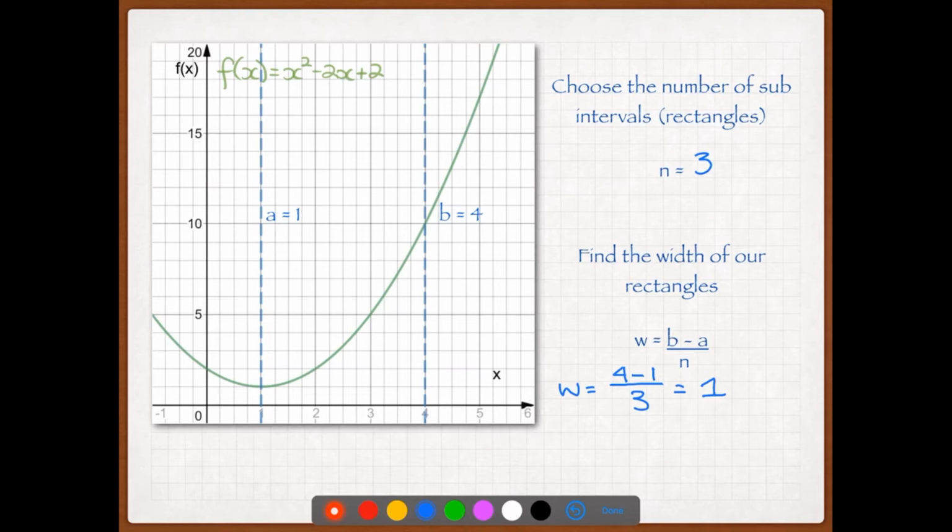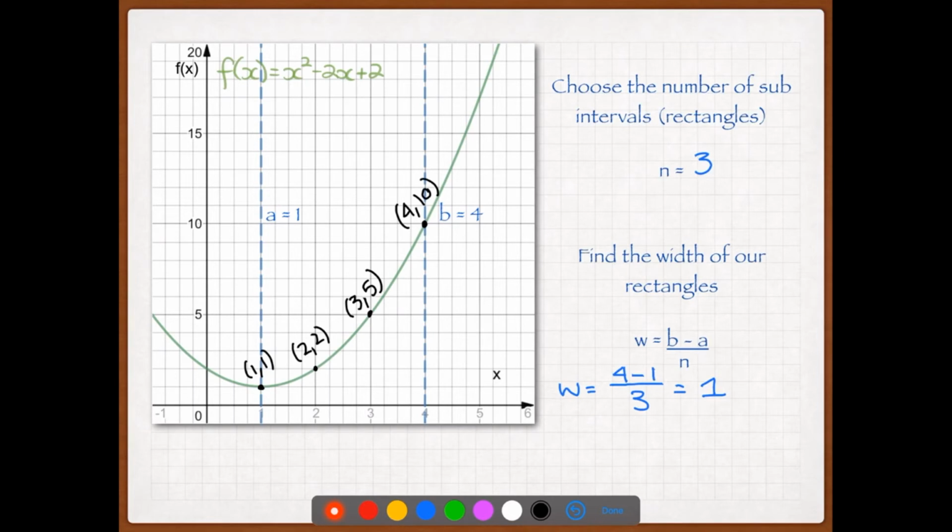Once we've done that, the next thing we need to do is find the coordinates on the graph relating to those points. We start at x equals 1, and with a width of 1, we move along to x equals 2, x equals 3, and x equals 4. We've just plotted those points on the graph. Then we insert our values for x into the function that we are given at the top so that we can get the values for each of these points. I'm just going to pop them in today. 1, 1, 2, 2, 3, 5, and 4, 10.